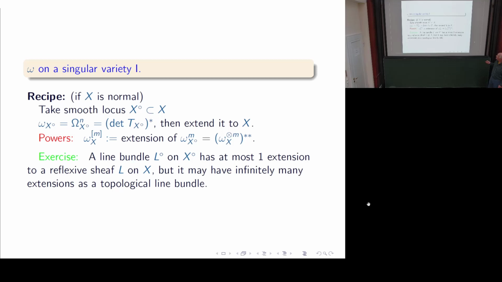Now, it's again a small exercise, but it might be worthwhile to know that a holomorphic line bundle on the open set has at most one extension to X as a reflexive coherent sheaf. But if you think of a topological line bundle, it may have infinitely many extensions. So you have to think about this a little bit when you go between Chern classes, since some things may happen.